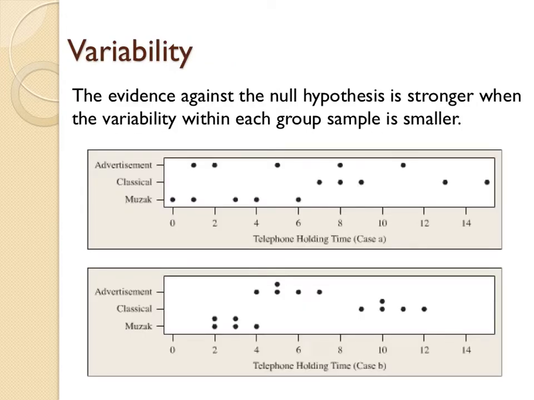So here's a quick example using numbers from our textbook that just shows the idea of how the test statistic for analysis of variance works. This is an example where there was an experiment done to see how long people would stay on the phone on hold, depending on what they hear while they're on hold.